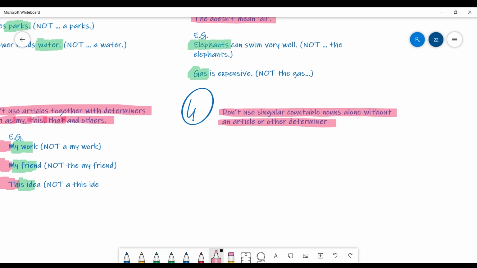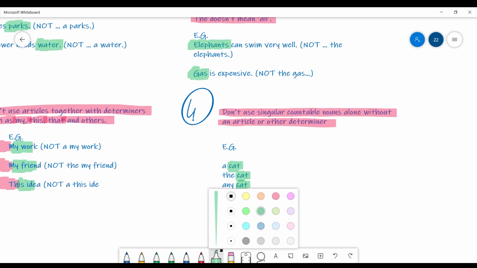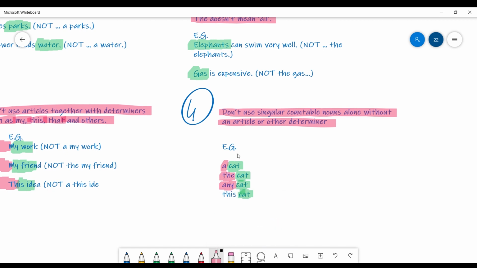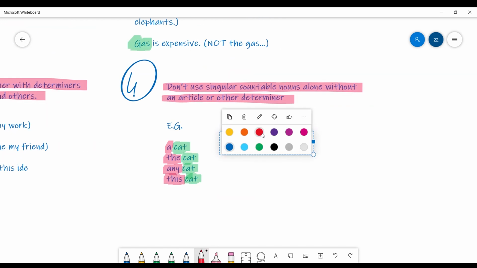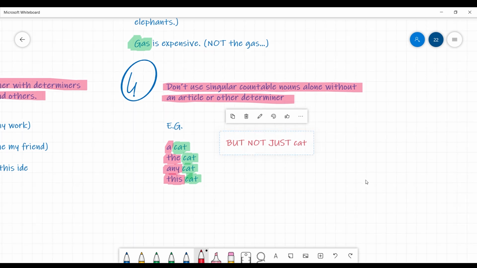Don't skip that, okay? To make it clearer, again, let's look at the examples. So, we can say a cat, the cat, any cat, or this cat. You can think about many more examples. Those are all correct expressions. We are using the same singular countable noun cat. If we mean any cat, we are using article a. If we mean a particular one, we are using article the. And at the same time, you can use any determiner, any cat, my cat, our cat. But never ever we say just cat.